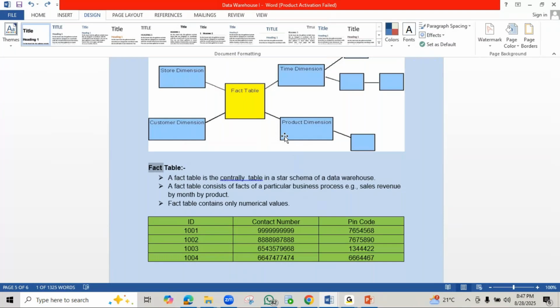Then I have a question, guys, for every one of you. Imagine that I have one table. It contains a few columns. And imagine that 10,000 records are there. Out of 10,000 records, 9,999 records are numerical values and one record is a character value. So what do you guys feel? Is it a fact table? Yes or no?